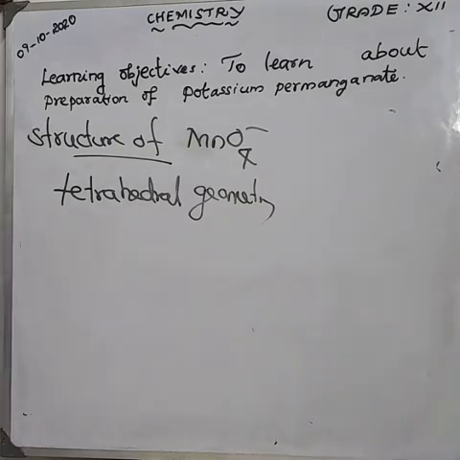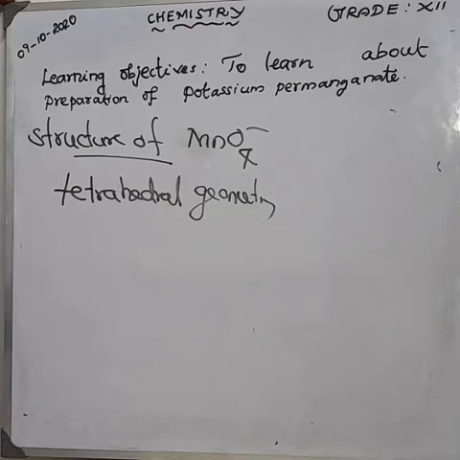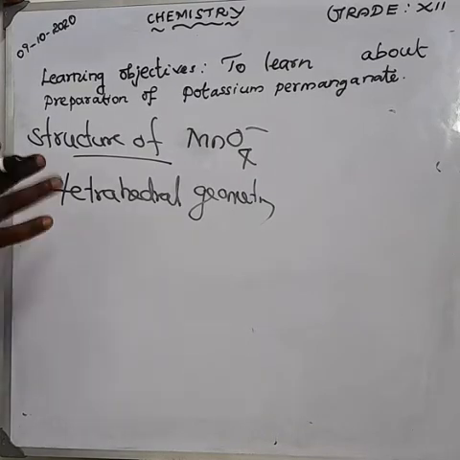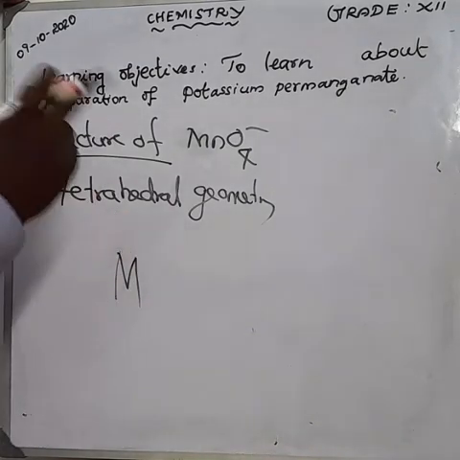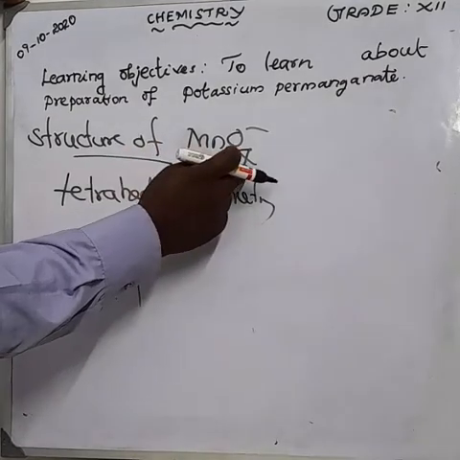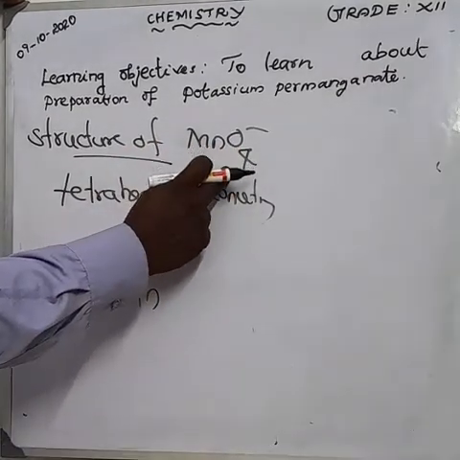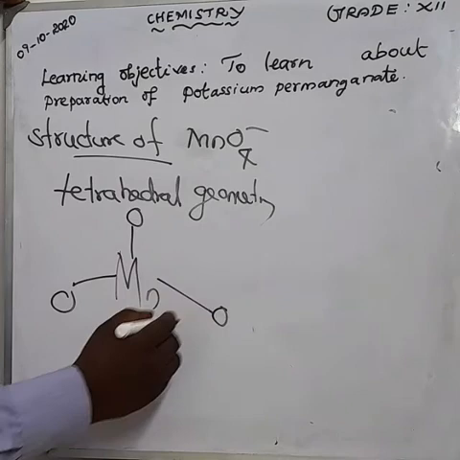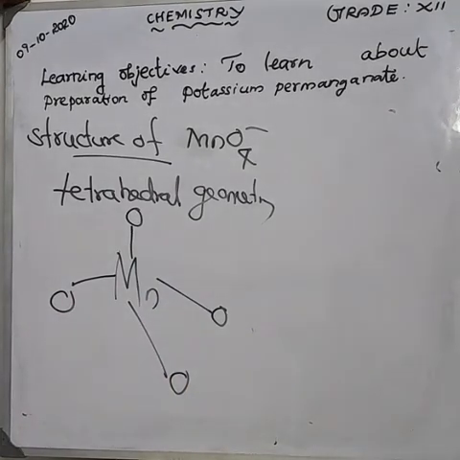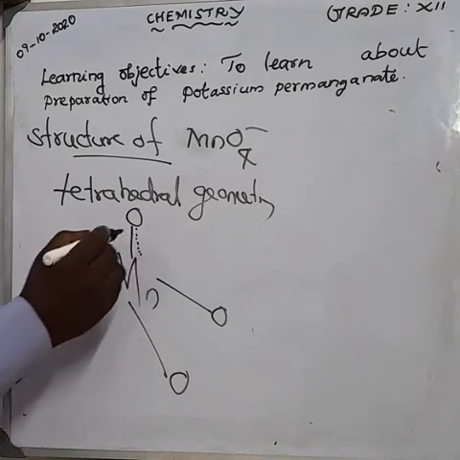The oxidation state is +7. In the previous video I told you how to calculate the oxidation number, and also the hybridization. If you have any doubt, please call me, I'll help you. About the structure, Mn is at the center. How many oxygens are there? Only one Mn and 4 oxygens: 1, 2, 3, 4. As per the 3D view, you can draw one more line.